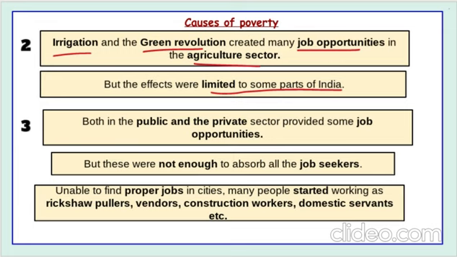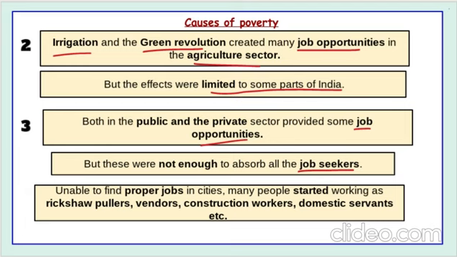Now, both in the public and private sector, job opportunities were provided. But the job opportunities weren't for the entire India, right? So these opportunities were not enough to absorb all the job seekers. Many of them wanted jobs, but very few got them, because even the public and private sectors can't take everyone, right? So it was not enough for all of the job seekers.